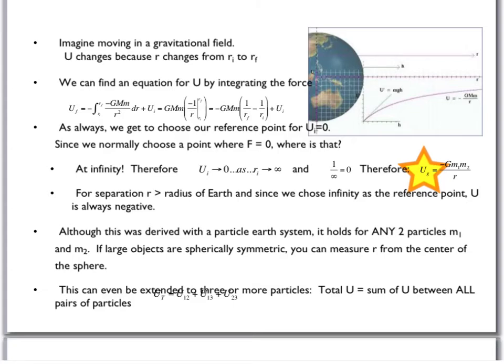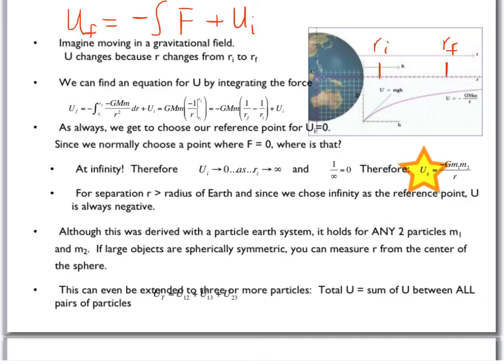Now imagine that you're moving in a gravitational field. Your potential energy is going to change because your position changes. Maybe you start out some distance away from the center of Earth, and then you move further away to some r sub f. Your potential energy is going to change as you move between these two positions. We can find an equation for that potential energy by integrating the force. Remember, we said that for any force, if we knew the function representing that force, we could take the negative integral of that force, and that would give us a function for potential energy.